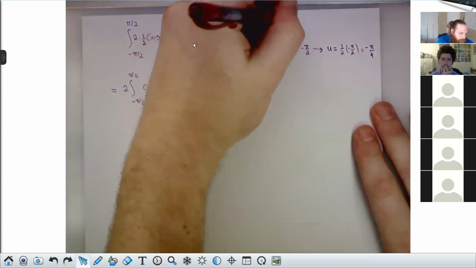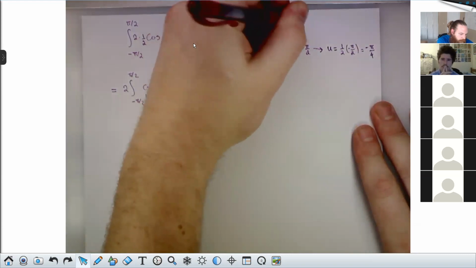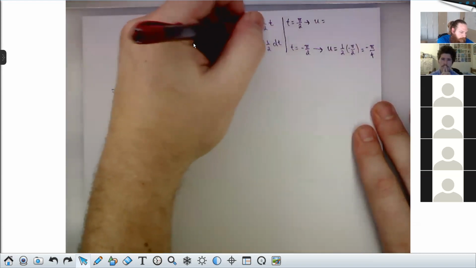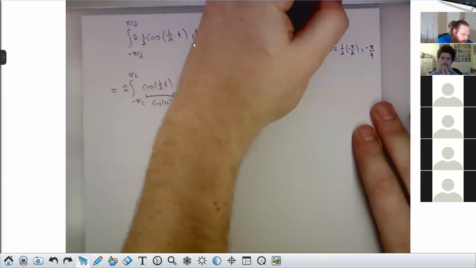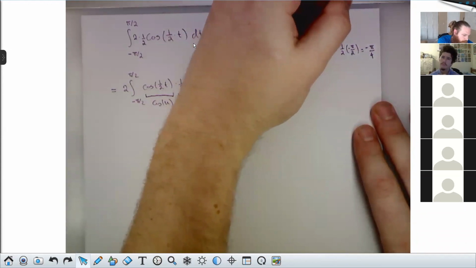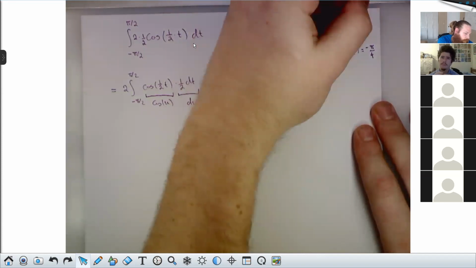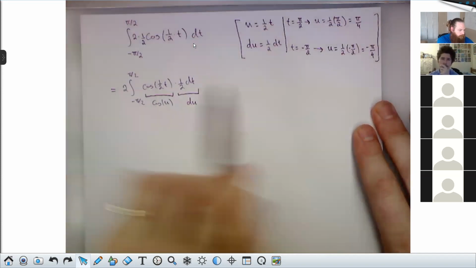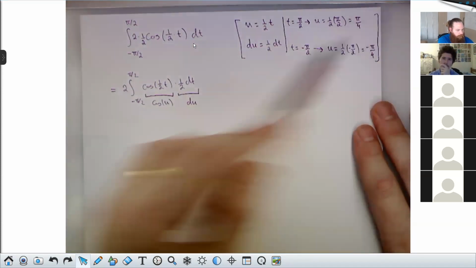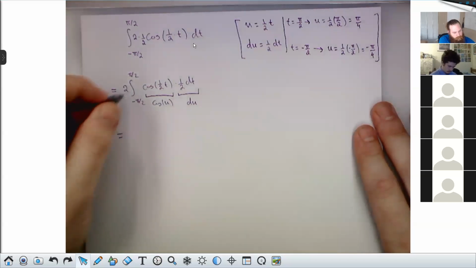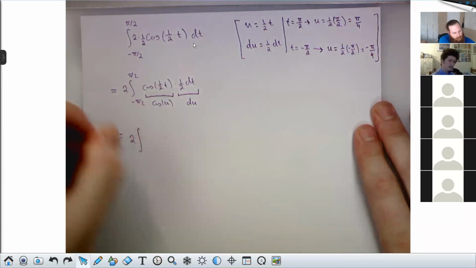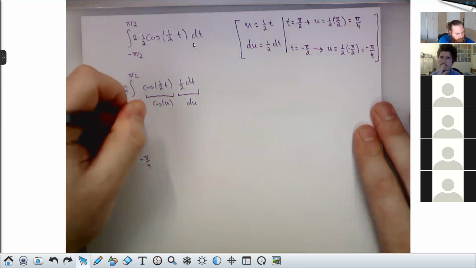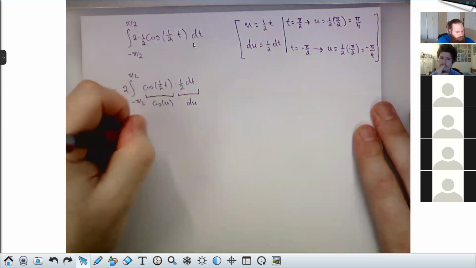And when t is equal to my old upper bound, +π/2, we just plug that in here. 1/2 times π/2 is π/4. So to get your new bounds, you plug the old bounds into the substitution. Right? My new bounds are going to be -π/4 to π/4. This too is going to come along. I have integral -π/4 to +π/4, and then cos u du.